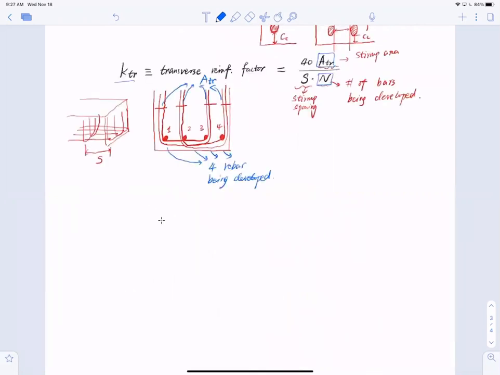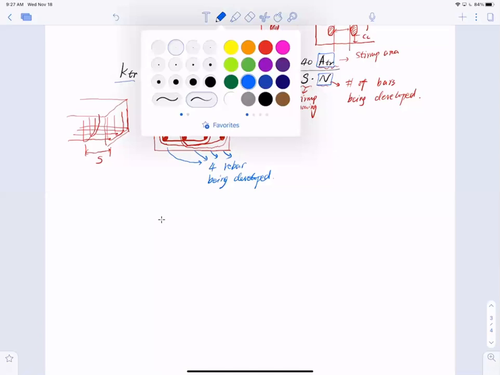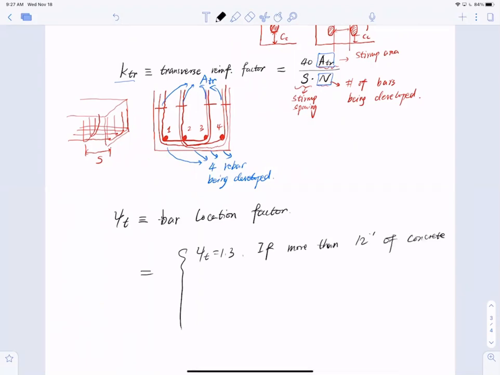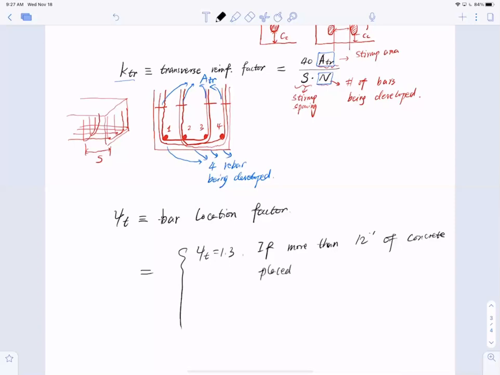So first of all, phi t. What is bar location? Let me use black color here. Phi t is a bar location factor. All right, so phi t will equal 1.3 if more than 12 inches of concrete is placed beneath the bar.